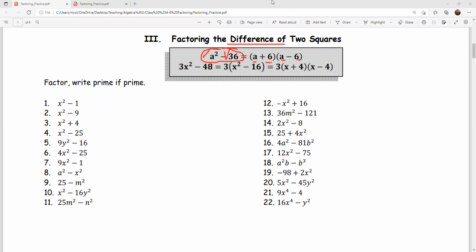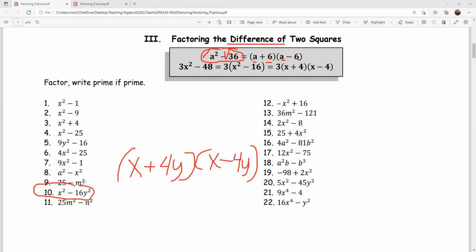Okay, so let's skip down to this one here. What's the square root of x squared? x. What's the square root of 16y squared? 4y. So x plus 4y, x minus 4y. When you FOIL it, you'll get right back to where you started.